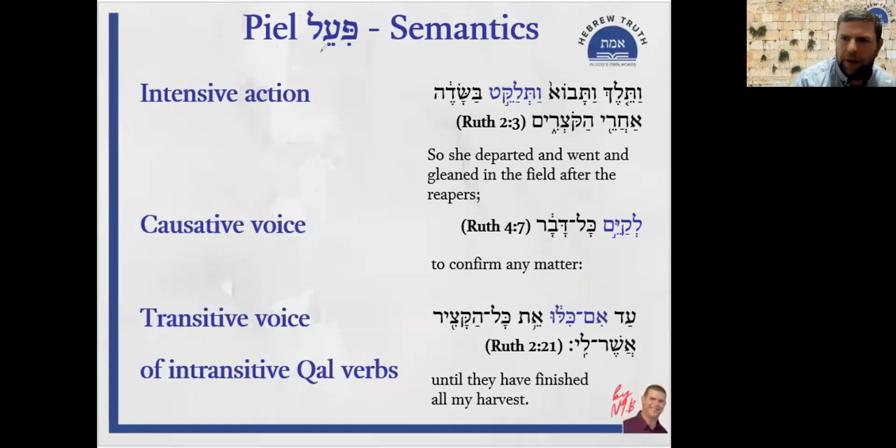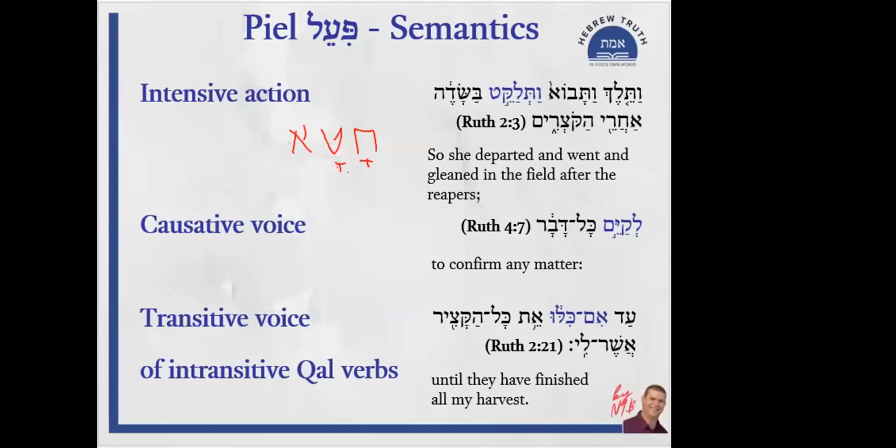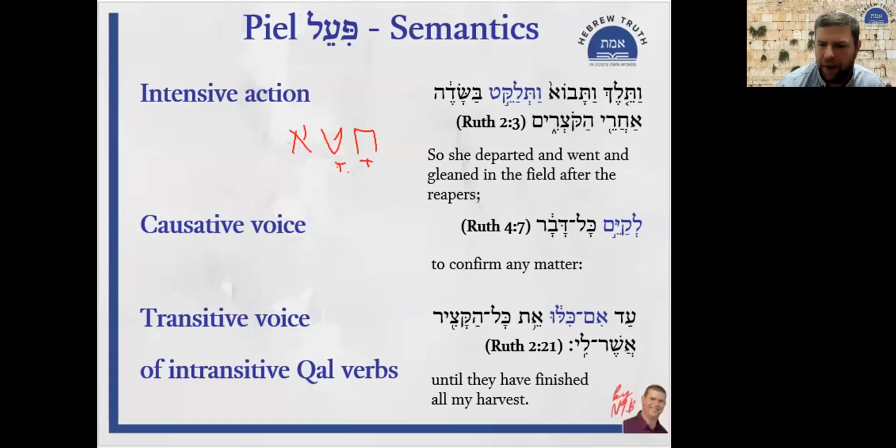Let's put it on screen. Chata, chet, tet, aleph, right? That's the verb for committing a sin, sinning, if you will. Okay. And now, how would be the piel, by the way, of this? Chite. Right, very good. Piel, chite.